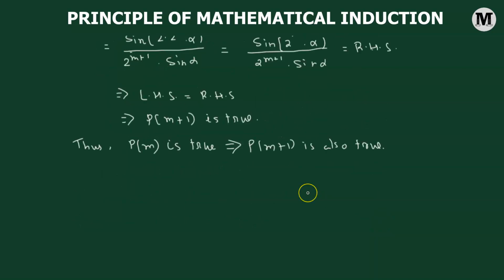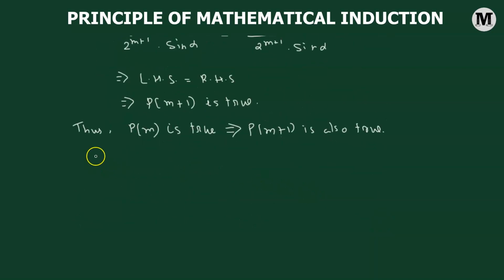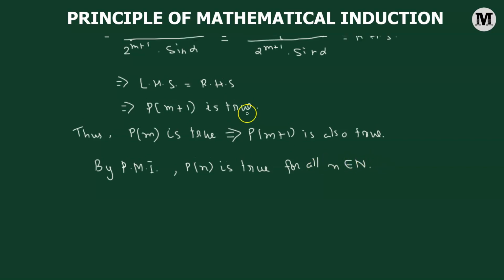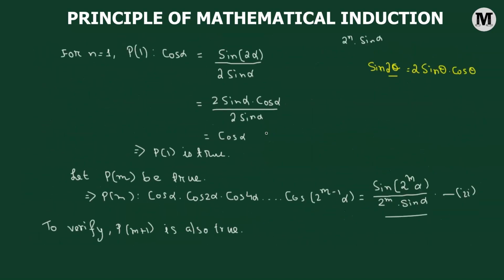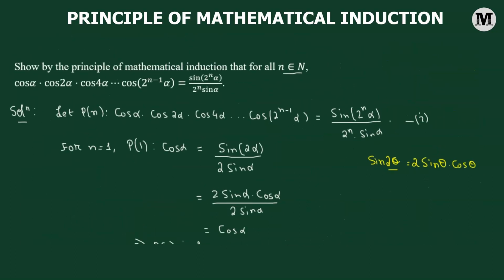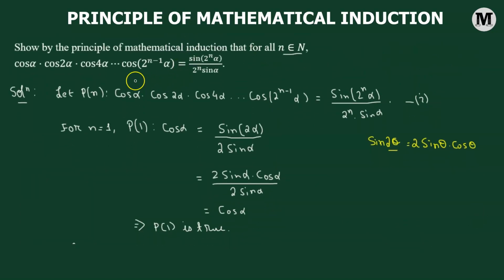So now we can finally generalize this statement. By using the principle of mathematical induction, we were able to show that the original statement, denoted by p of n, is a true statement, and it is going to be true for all values of n belonging to the set of natural numbers. That means any natural number that we pick, the original statement given by p of n is always going to be a true statement. So we have successfully proved our problem.